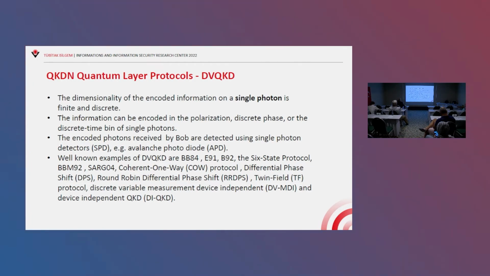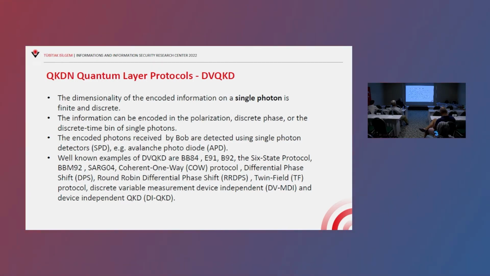So, discrete variable QKD: as I mentioned, one would use a single photon, and the information is encoded. There are discrete states or discrete data that one would like to transmit, and the information is encoded in the quantum states of a photon. The quantum state could be the polarization, the orbital angular momentum, as we have seen, the phase, any property of the photon that could constitute the state where we could encode this information.